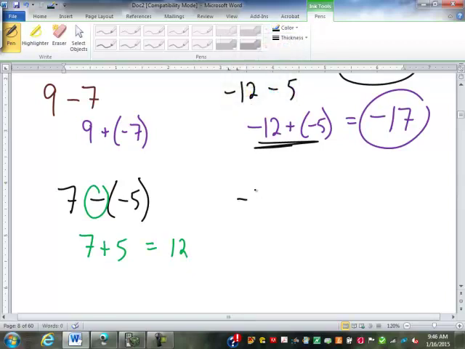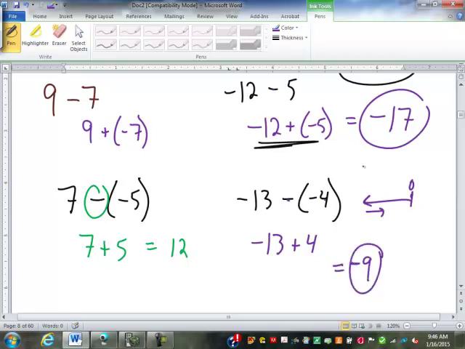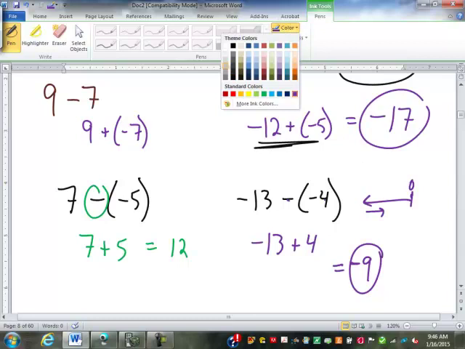Or if we have -13 minus -4, that's going to become -13. And of course, a lot of people look at that and say -17, but it's not. It's plus a +4. So here's 0, -13 plus 4 is a -9. What do you think? That one will take a while to get used to.